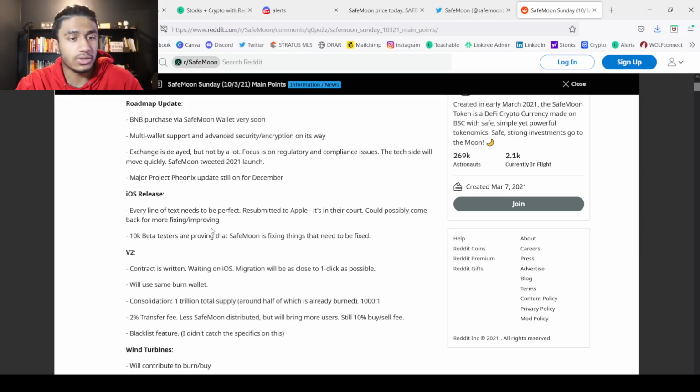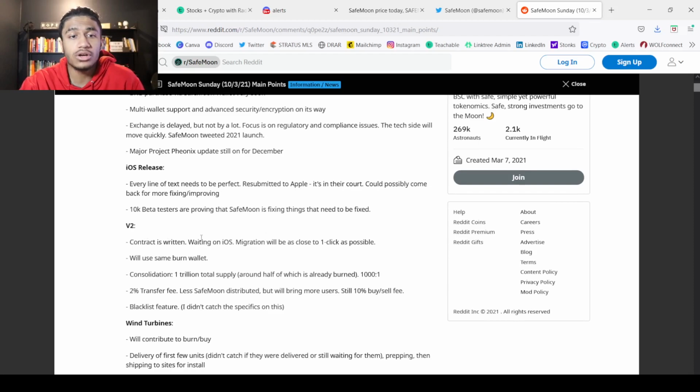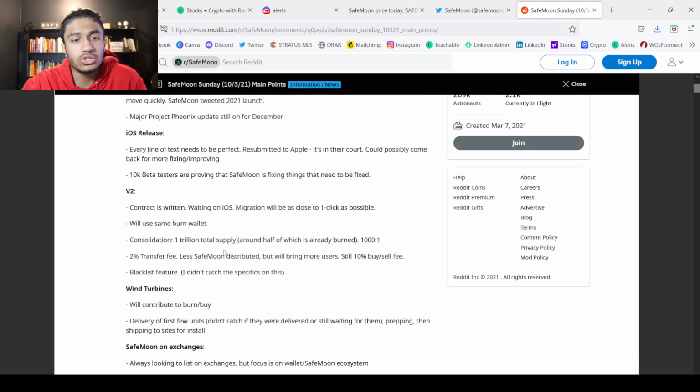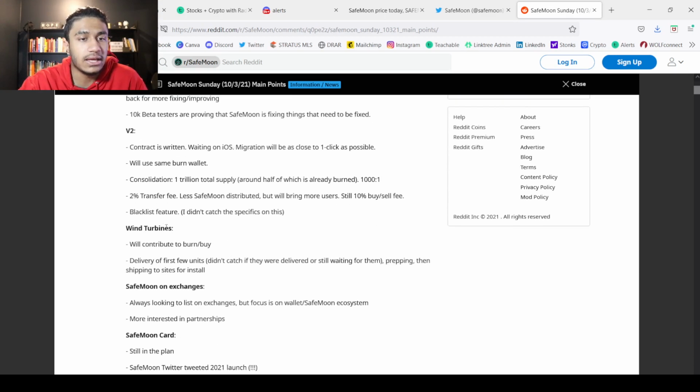But iOS release, okay, cool. And then V2, the contract is written. They're waiting on iOS. Migration will be as close to one click as possible. We'll use the same burn wallet. And a consolidation, 1 trillion total supply, around half of which is already burnt, 1,000 to 1. 2% transfer fee, less Safemoon distributed, but will bring more users. Still a 10% buy and a blacklist feature, which we don't know the specifics of, but will be interesting.